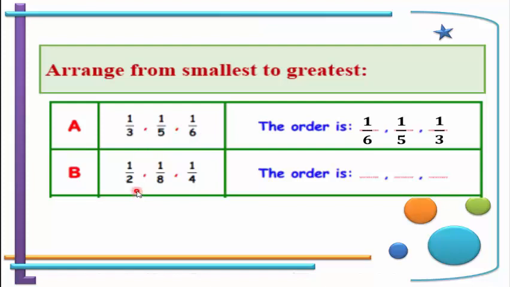I have half, eighth, fourth. The order will be, what is the smallest one? Excellent, 1 over 8 or eighth. It has the greater denominator. So the smallest one, 1 over 8, then 1 over 4, then 1 over 2.